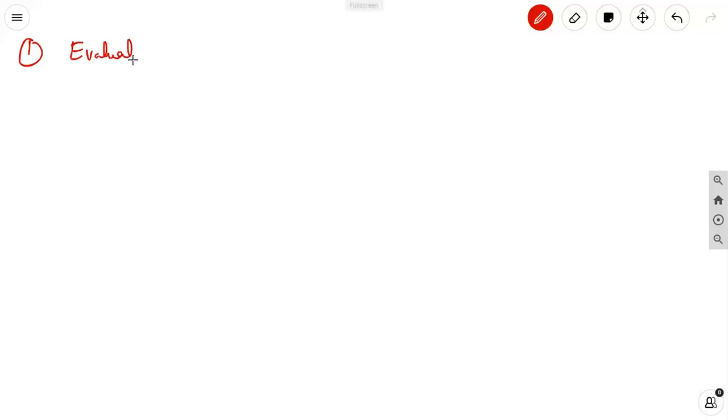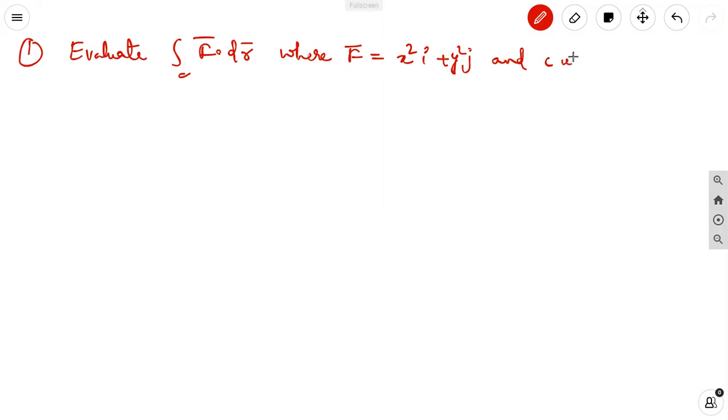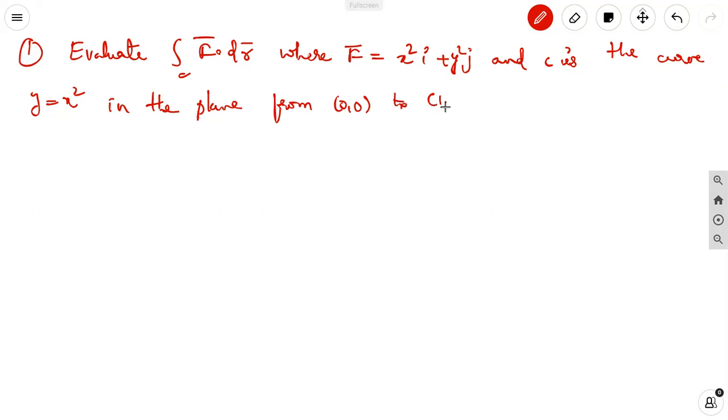Evaluate the integral over C of F vector dot dr vector, where F vector is equal to x square i plus y square j, and C is the curve y equal to x square in the plane from the origin (0, 0) to (1, 1). Okay.